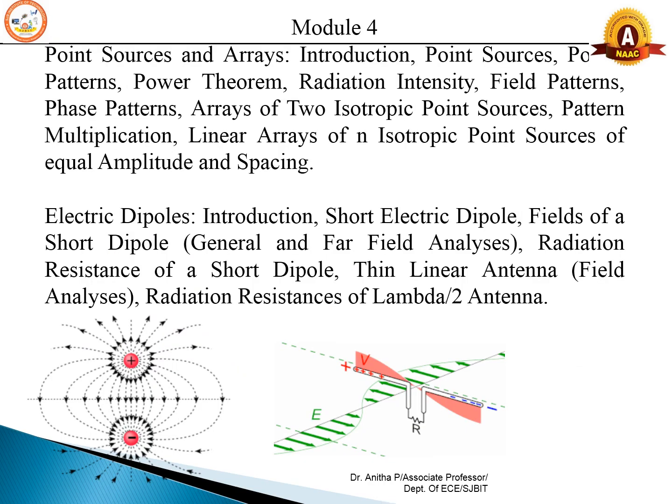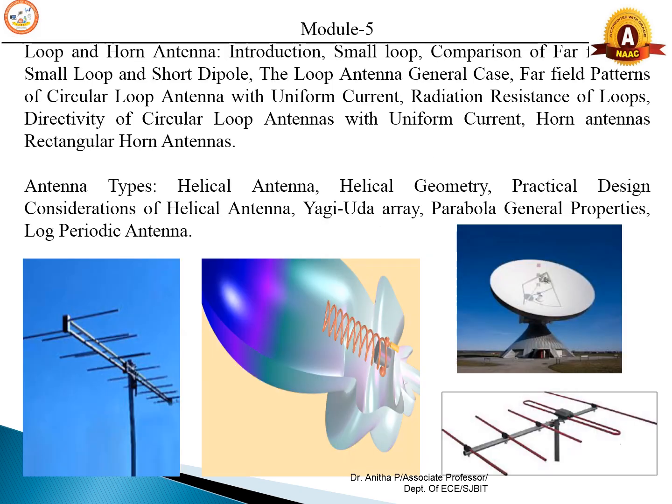And in module 4, the first part is about point sources and arrays, and the second part is about electric dipoles. In electric dipoles, the short dipole and the lambda by 2 half wave dipole antenna you will be analyzing for far field and near field. Far field analysis will be done along with the calculation of radiation resistance. Coming to the first part, that is point sources and arrays: isotropic point sources, then an array of two isotropic point sources, extending the theory to n isotropic point sources.